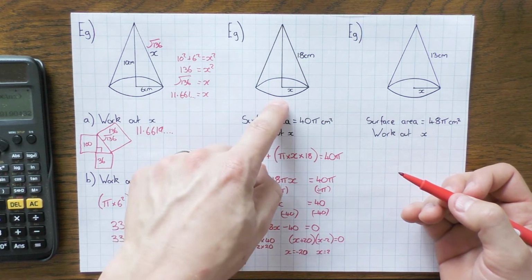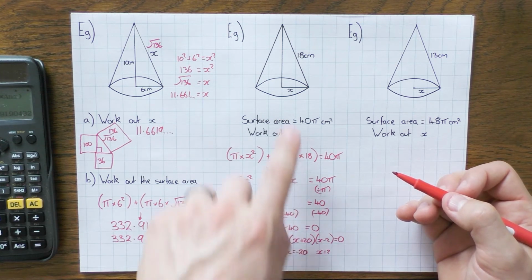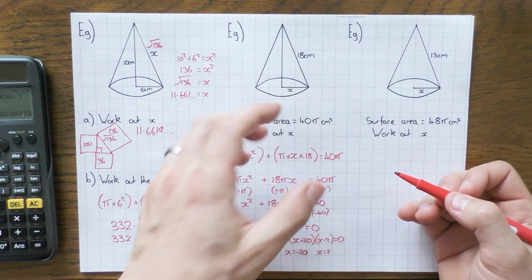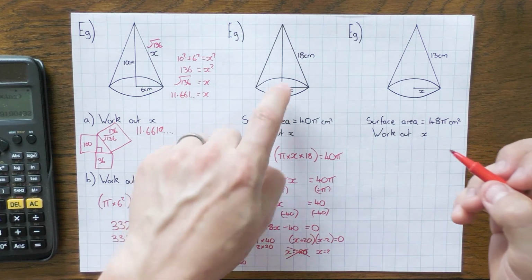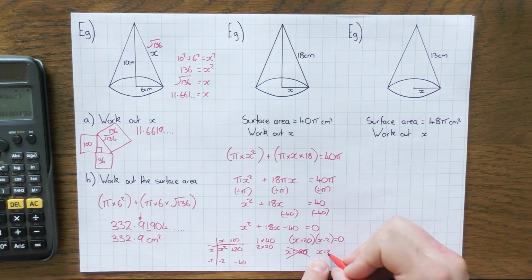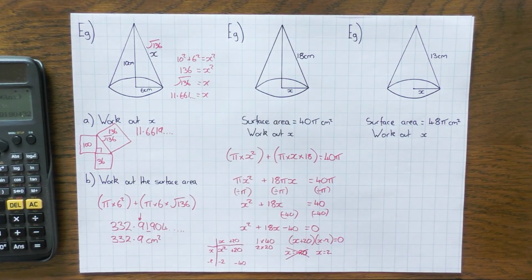Now, in the context of this question, it cannot be minus 20, because you cannot have a minus radius. You can't have a minus length. You can't go into negatives. So that answer is nonsense in the context of this question. So in fact, our answer in this case is x equals 2. So the radius would be 2.